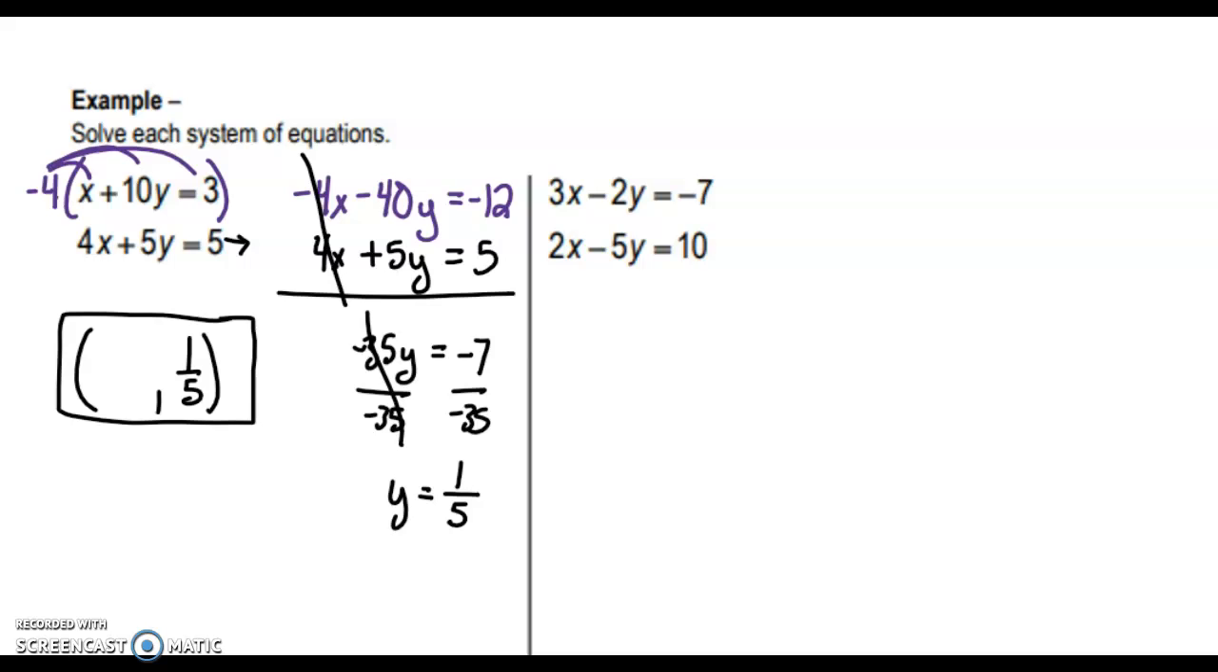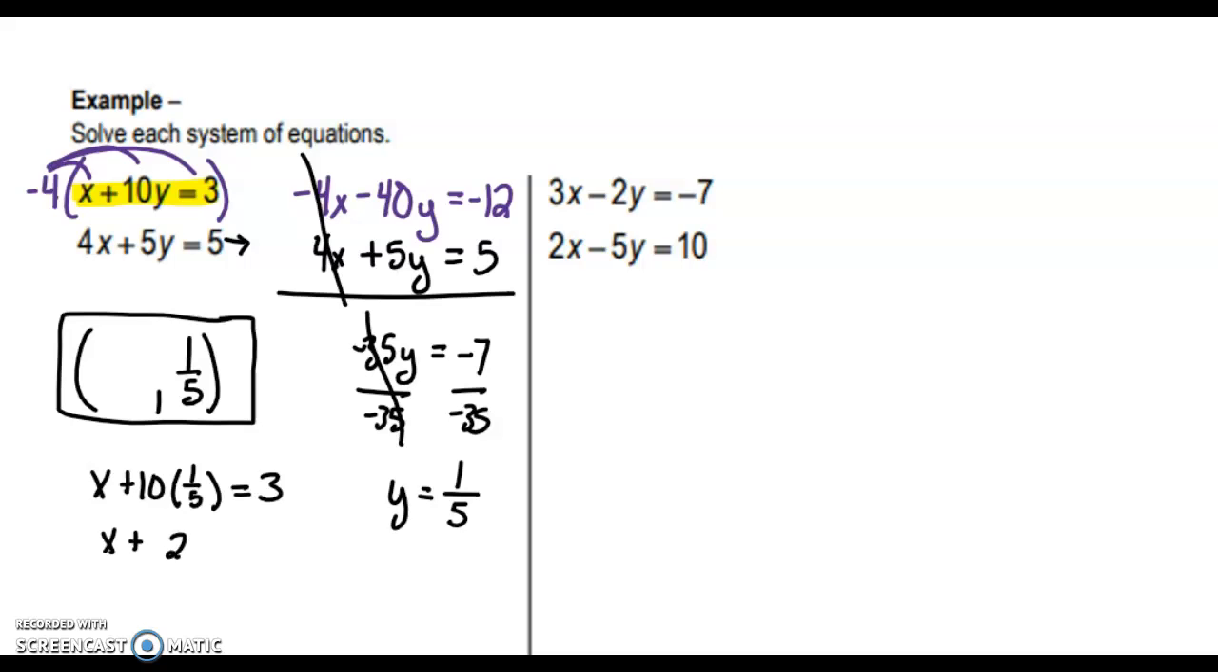So now, you can go back into either of the original equations, like when I say the original, the ones that you started out written on your paper. So either of these two equations, and we can solve for x. I'm going to choose the top equation just because it looks more simple, honestly. So x plus 10y equals 3. But instead of y, I know that y is 1/5. So plug in 1/5 for y, substitute it in.